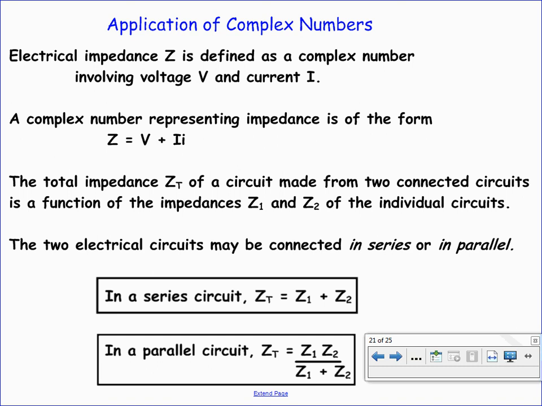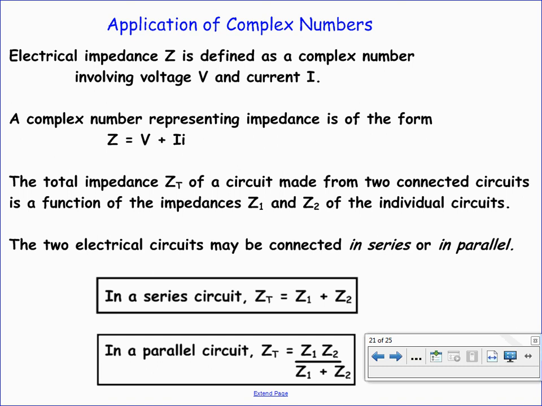So voltage is a measure of how powerful a particular circuit or appliance is, and then current I is aptly named. Current I is a measure of how many electrons are flowing through the circuit. You can think of it as how much electricity is moving through the circuit or the wires. A complex number representing impedance is of the form Z equals V plus I, where big I is the current and little i is our imaginary unit, the square root of -1. The total impedance, Z sub t, of a circuit made from two connected circuits is a function of the impedances Z sub 1 and Z sub 2 of the individual circuits.